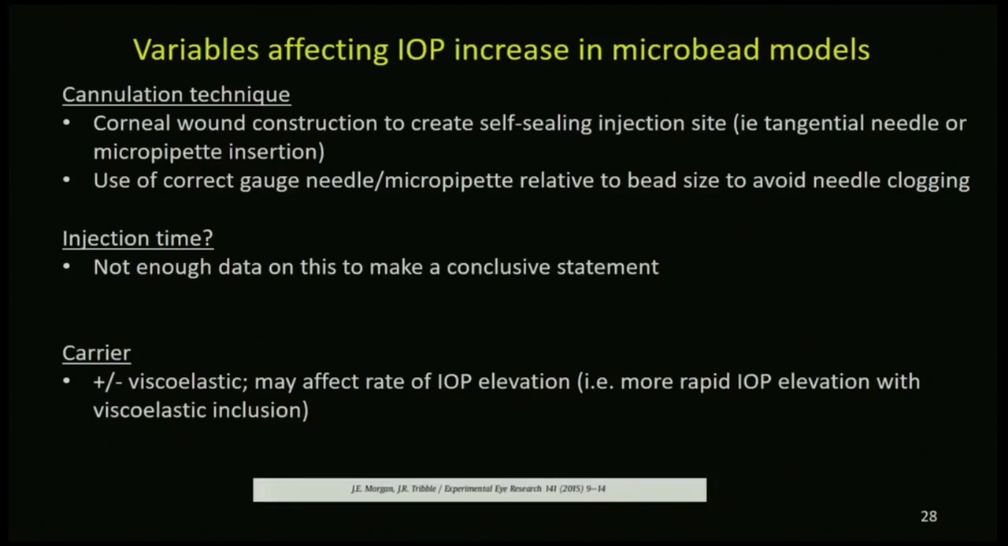So again, what are the variables that affect IOP in this model? Well, the cannulation technique, so the corneal wound construction is important. You want to make sure it's a self-sealing injection site. You don't want to have leaks coming through your injection site. Using the correct gauge needle relative to the bead size. So if your beads are much larger than your needle, most of it's going to get clogged in your needle. It's not going to find its way into the eye.